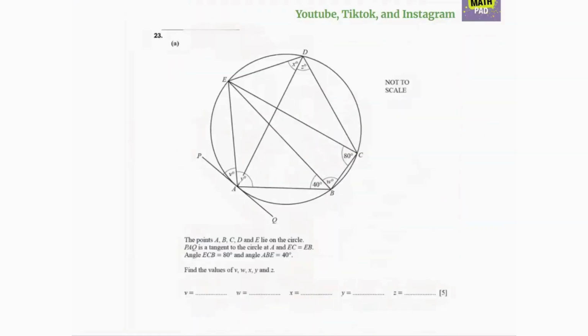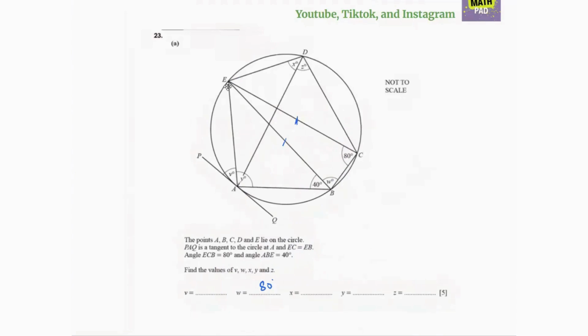Okay, so now in this one, the points A, B, C, and D lie on the circle. PAQ is a tangent to the circle at A. EC is equal to EB. These two are equal, which means these two angles are going to be equal. So W is going to be 80 degrees because this is an isosceles triangle, EBC. Then ECB is given as 80 and angle AB is 40. So this angle is 40. We have to find the value of V, W, X, Y, Z.